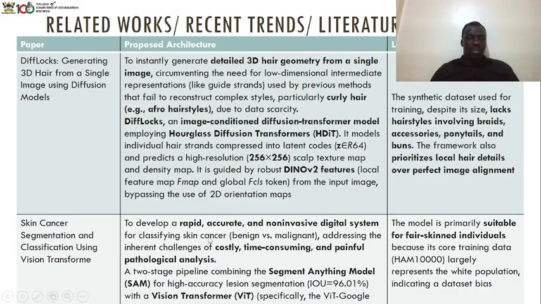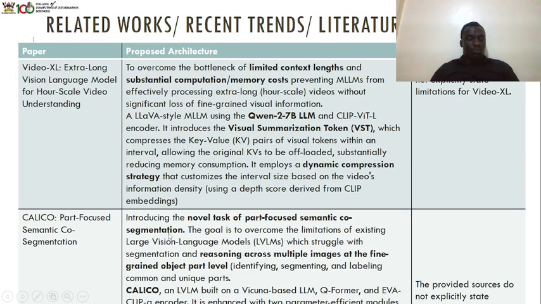And then when we talk of another one, we talk of Calico, which focuses on semantic co-segmentation, and it introduces the novel task of part-focused semantic co-segmentation. The goal is to overcome the limitations of existing large vision models out there which struggle with segmentation and reasoning across multiple images at the fine-grained object part level, like, for example, identifying, segmenting, and labeling common and unique parts. And the limitations, it also had no limitations as per the paper.